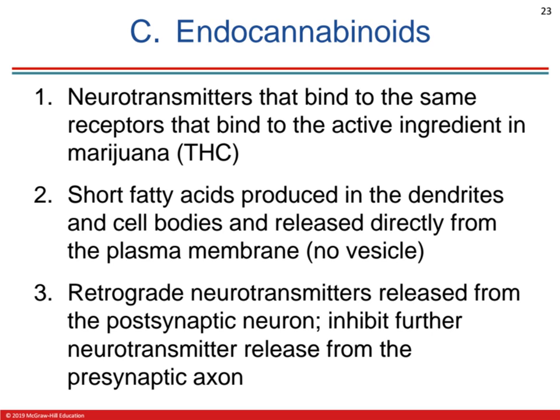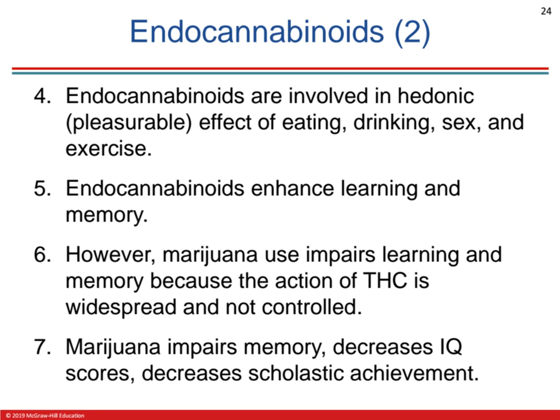So in this case, these endocannabinoids may be released from the postsynaptic cell. They'll diffuse back to the presynaptic terminal, and they'll inhibit further transmitter release from the presynaptic neuron. So this is essentially a negative feedback mechanism that prevents the postsynaptic neuron from being overexcited by lots of transmitter release from the presynaptic. So endocannabinoids are really interesting in the sense that they're involved in hedonic pleasure.